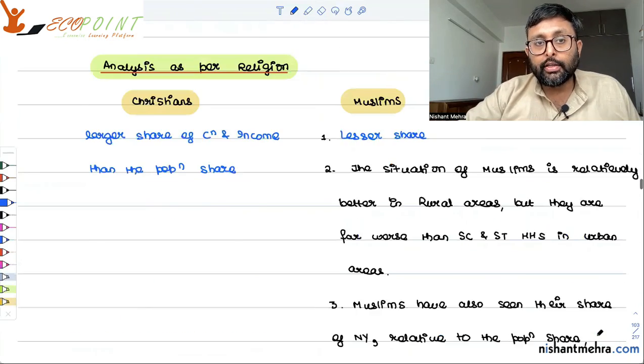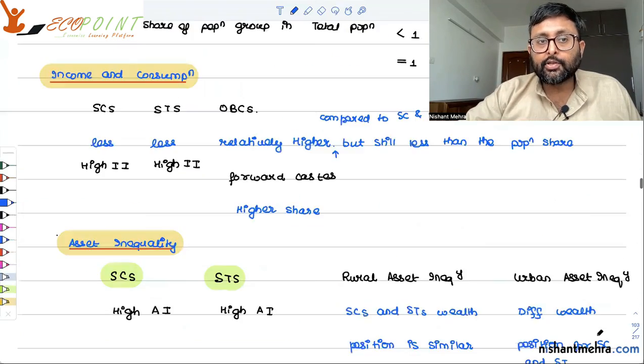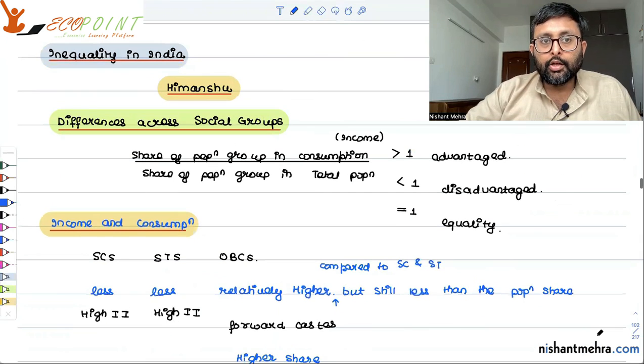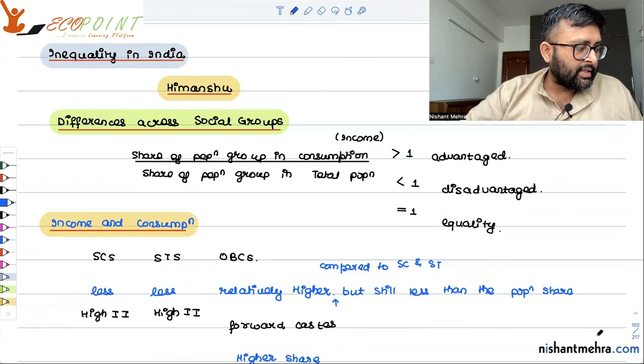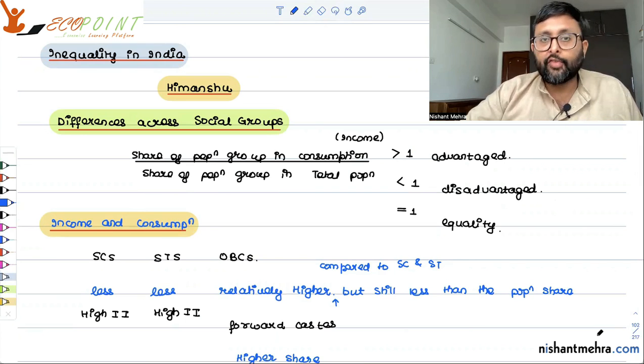So this is about the inequality as per social groups, right? So next time we'll do the differences, inequality as per occupation and factor ownership, and we'll conclude this reading, right?